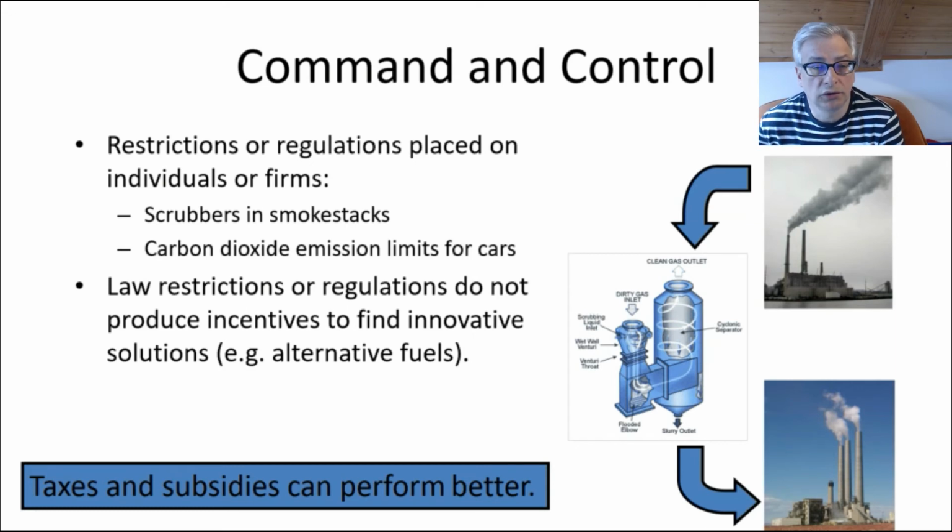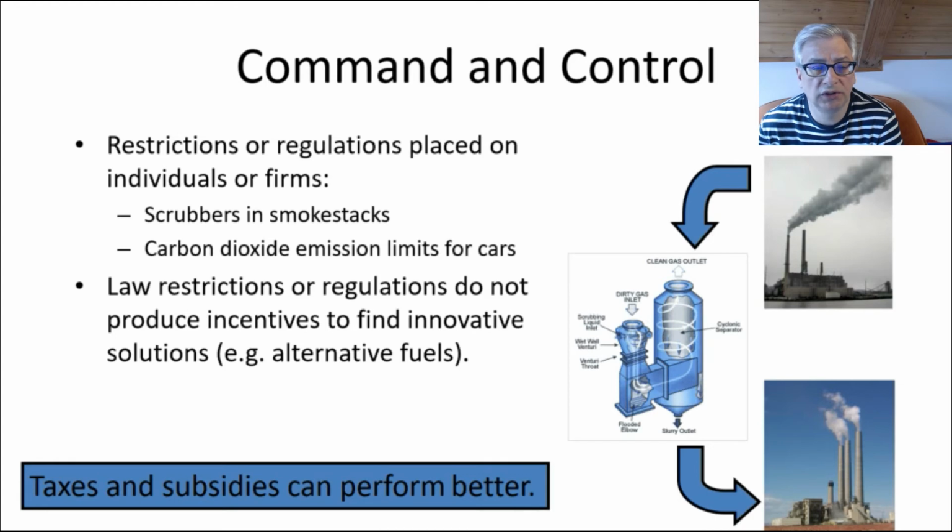Command and control, that's another remedy for externalities. So there could be some restrictions or regulations that are placed by the government on individuals or on firms. We can see that in the form of scrubbers in smokestacks, or we can see that in carbon dioxide emission limits that are made for cars.